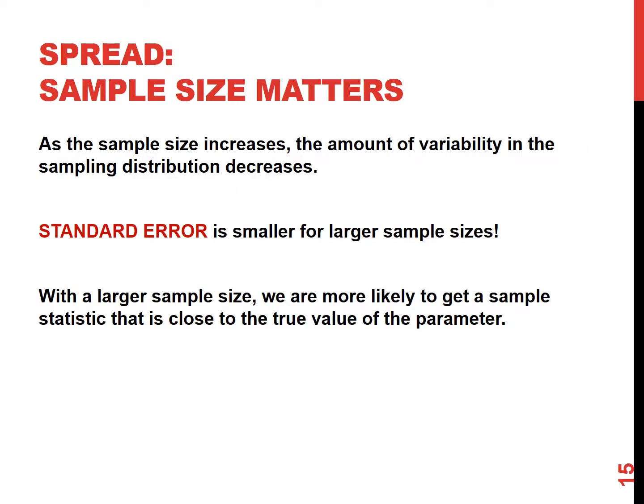So the important thing to understand is that as the sample size increases, the amount of variability in the sampling distribution decreases. So standard error is smaller for larger sample sizes. What this means is that with a larger sample size, we're more likely to get a sample statistic that's close to the true value of the parameter, and we're less likely to, just by chance, get a sample statistic that's really far away from the truth.